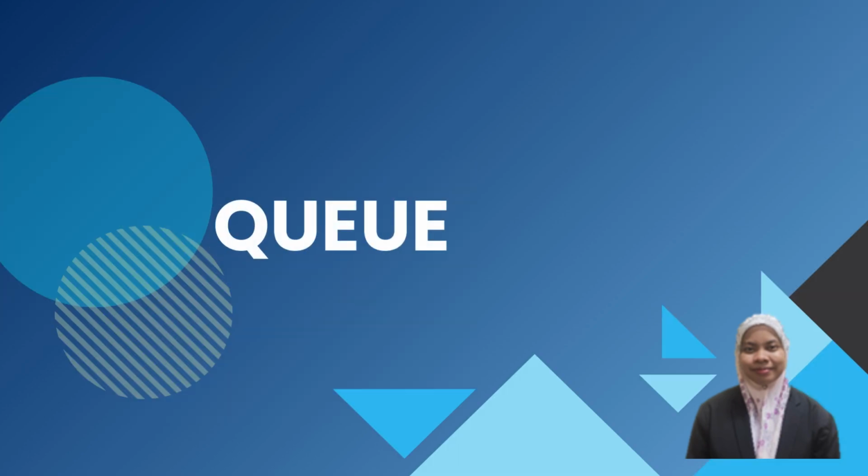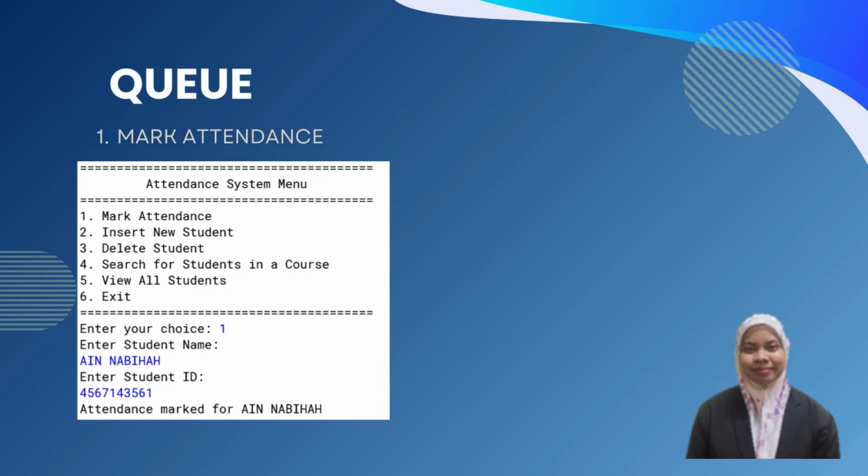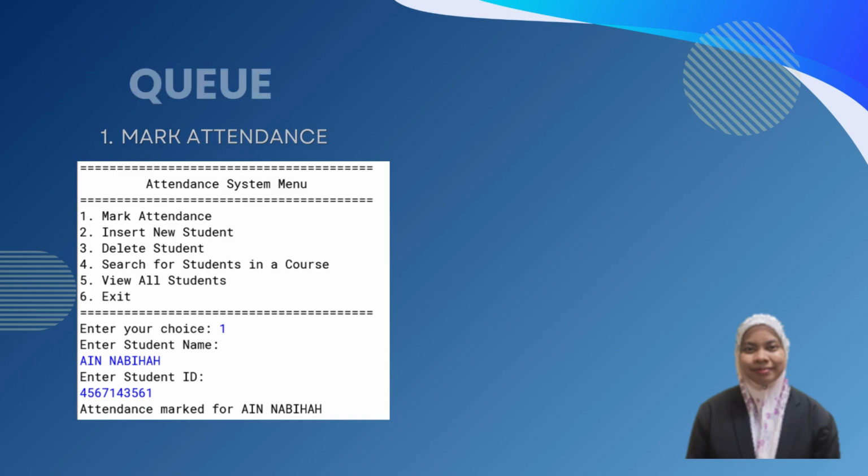After that, we will go to the next main, which is queue. So the output will show attendance system menu. There are many options that you can choose, which are mark attendance, insert new students, delete student, search for students in a course, view all students, and exit. So the first one is mark attendance. You need to insert the student name and the student ID. After that, the output will show attendance marked for the student that you inserted before.